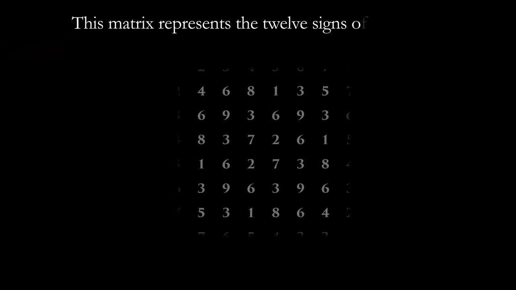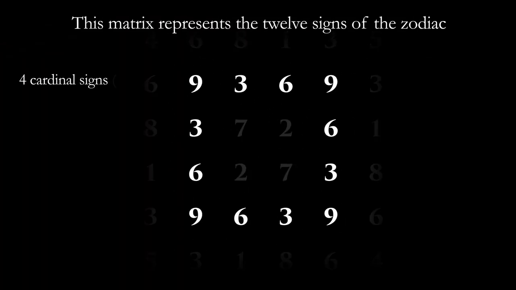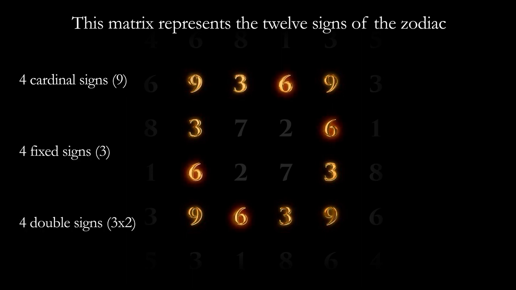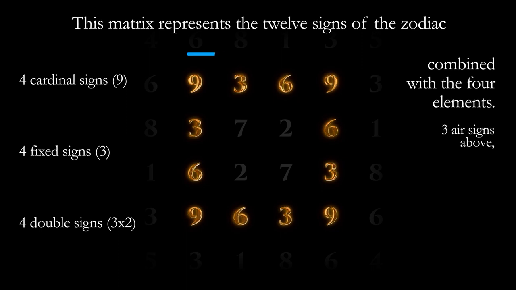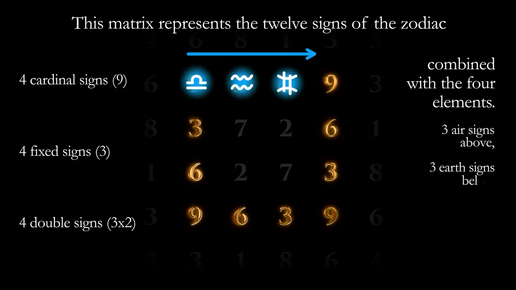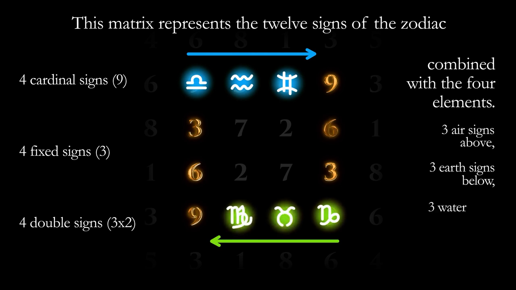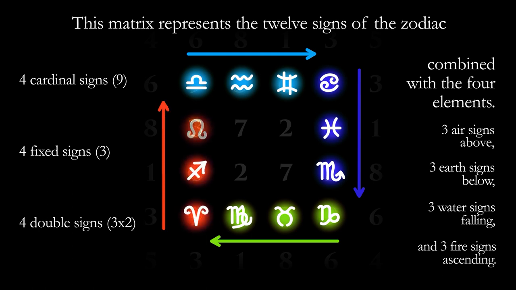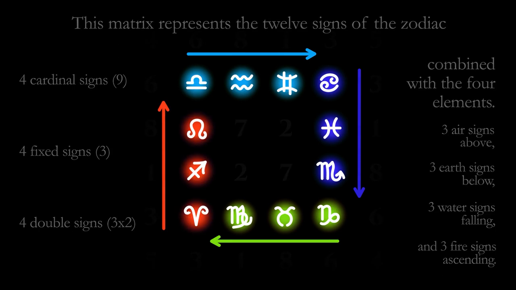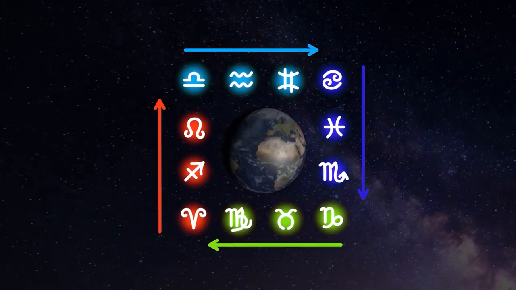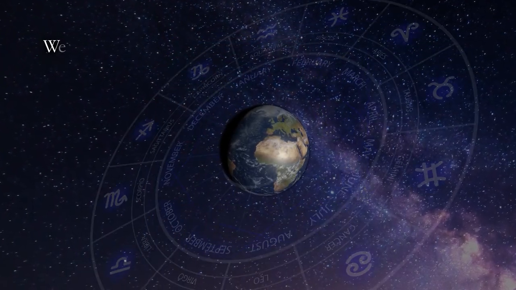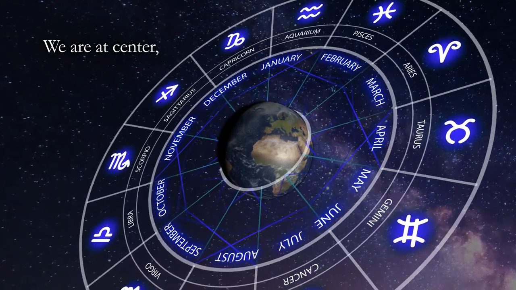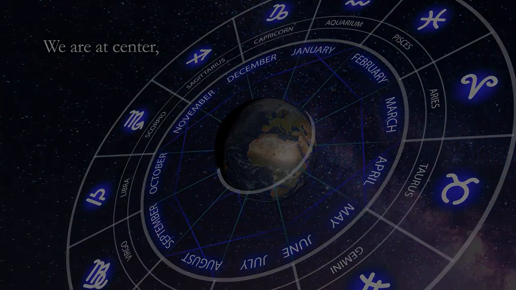This matrix represents the 12 signs of the zodiac: 4 cardinal signs represented by 9, 4 fixed signs represented by 3, 4 double signs represented by 6, 3 times 2, combined with the 4 elements, 3 air signs above, 3 earth signs below, 3 water signs falling, and 3 fire signs ascending. We are at center, but we'll get to this later.